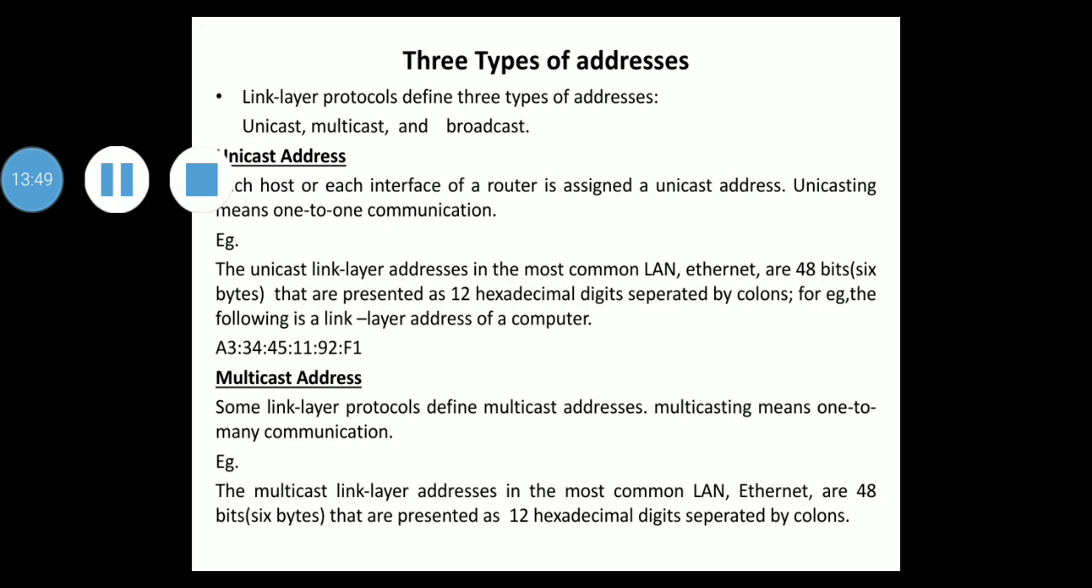Then we'll discuss 3 types of addresses. There are 3 types of addresses in the case of link layer protocols. One is known as unicast, another multicast, and next broadcast. What is this unicast address?